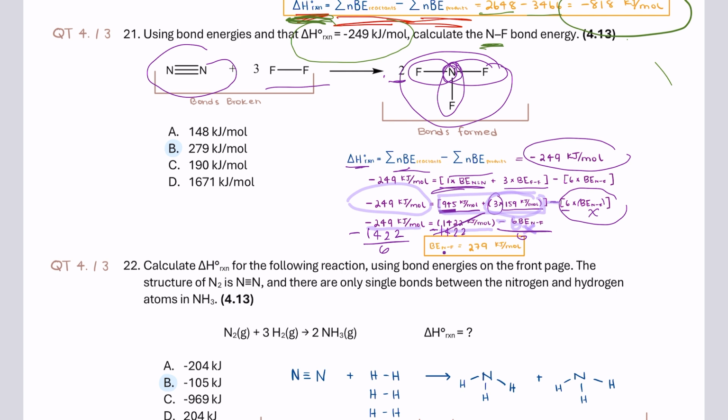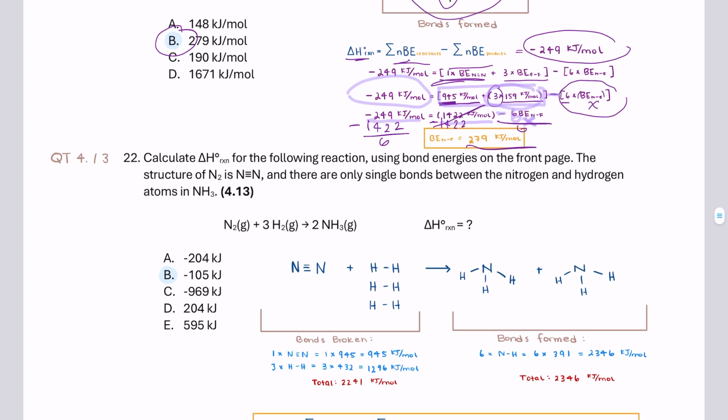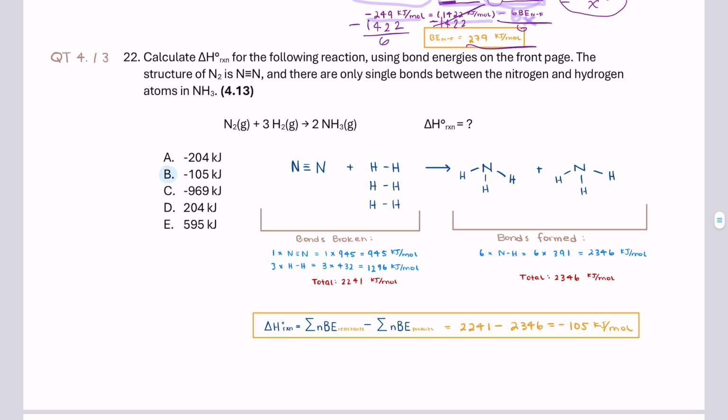X is the bond energy of a single nitrogen-fluorine bond. That is equal to 279 kilojoules per mole. So problem 21 is B. Problem 22 says, calculate delta H of the reaction for the following reaction using the bond energies on the front page.